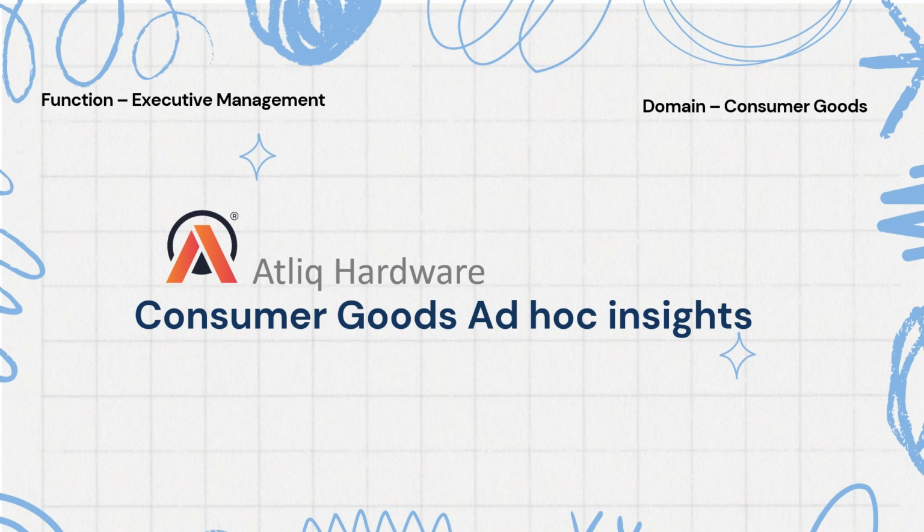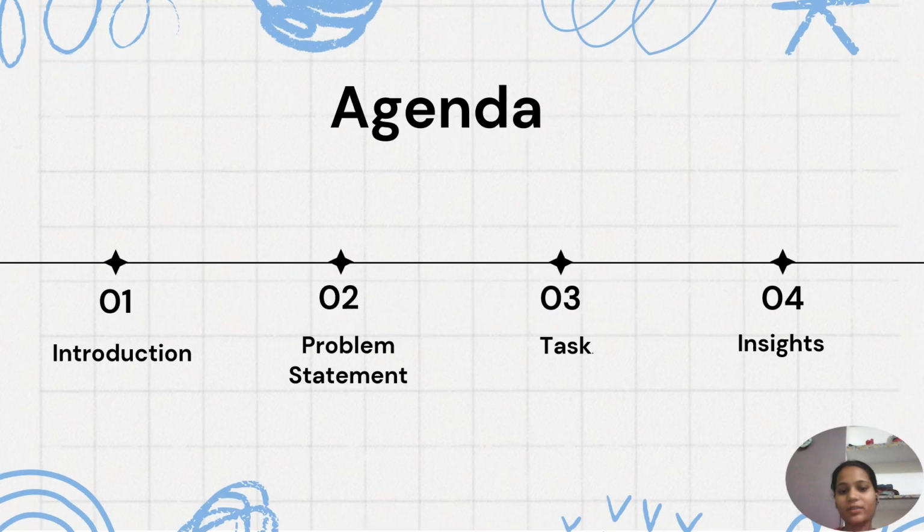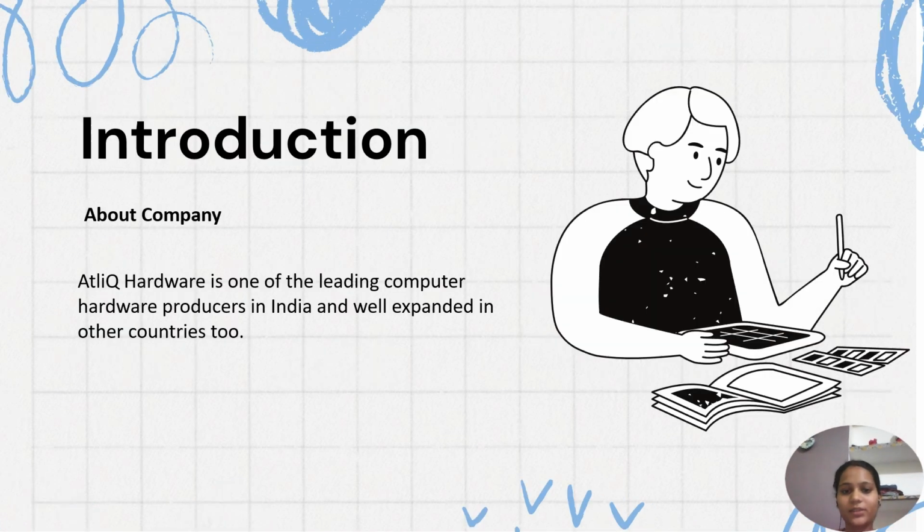It is about the company Atliq Hardware. We can say the domain will be consumer-first. Now let's move ahead with that. So, we will go with the agenda of this project. The agenda will be like this: introduction, problem statement, task, insights.